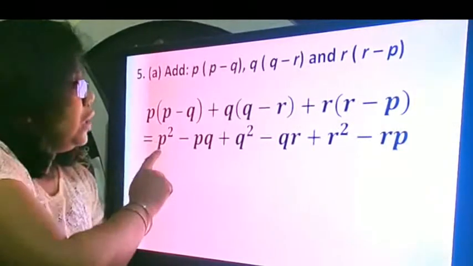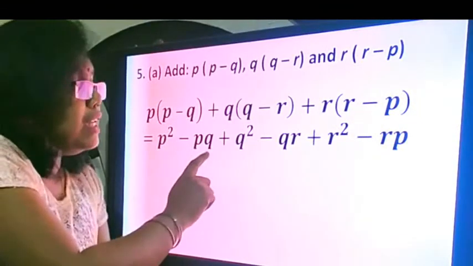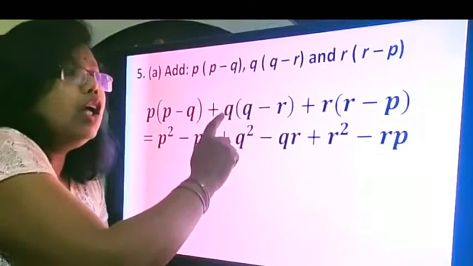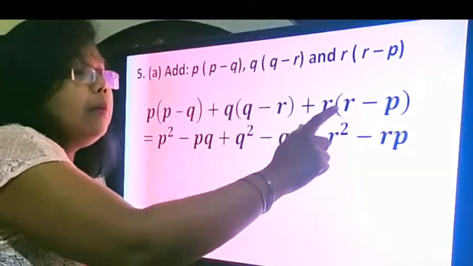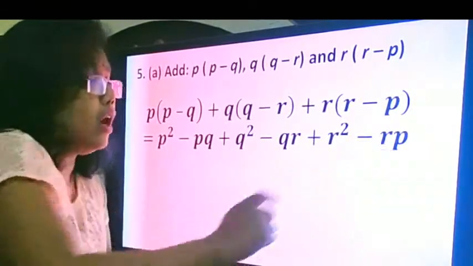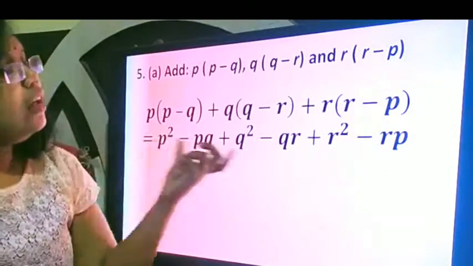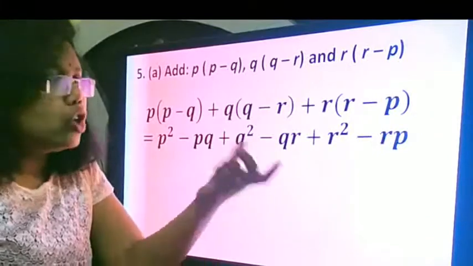So P into P you get P squared, P into minus Q you get minus PQ, Q into Q, Q squared, Q into minus R you get minus QR, R into R, R squared, and R into minus P, so minus RP. Now here, since we don't have any like terms, this is the last step.